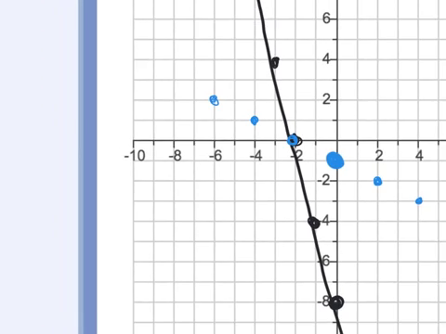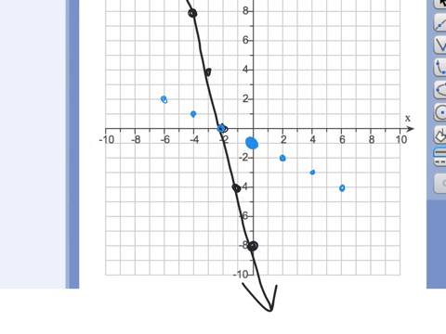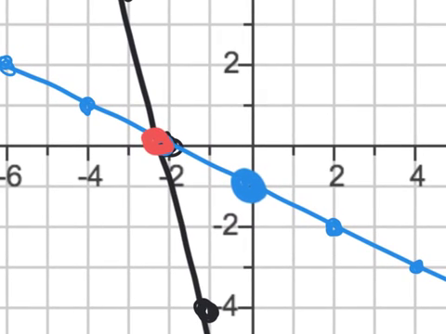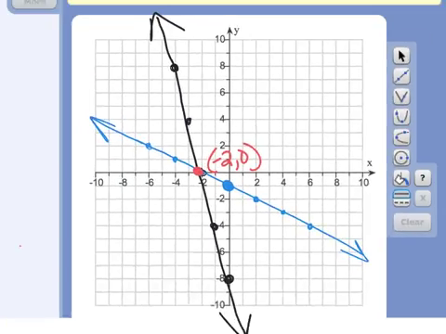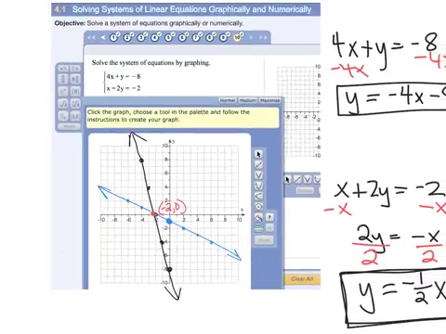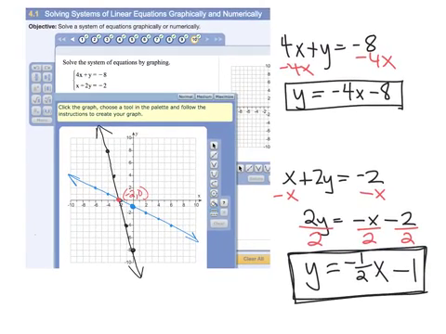We can see that the line is going like this, but the intersection is right there. And our intersection, and I didn't draw it very perfectly, is at negative 2, 0. It went backwards 2 and didn't go up or down at all. So it's negative 2, 0. And that is our solution to this system of equations.